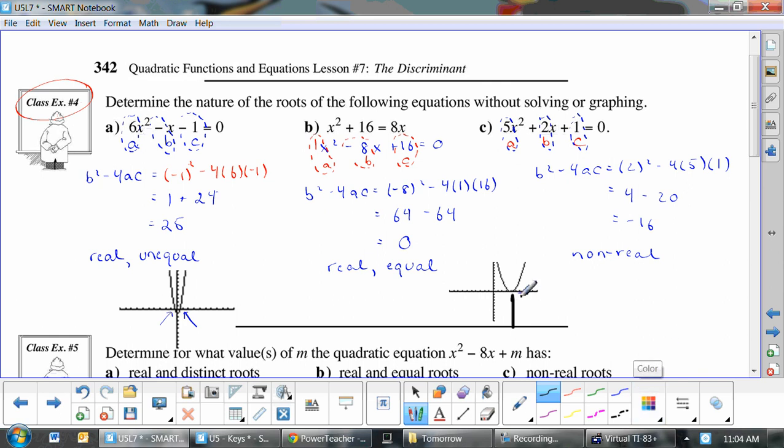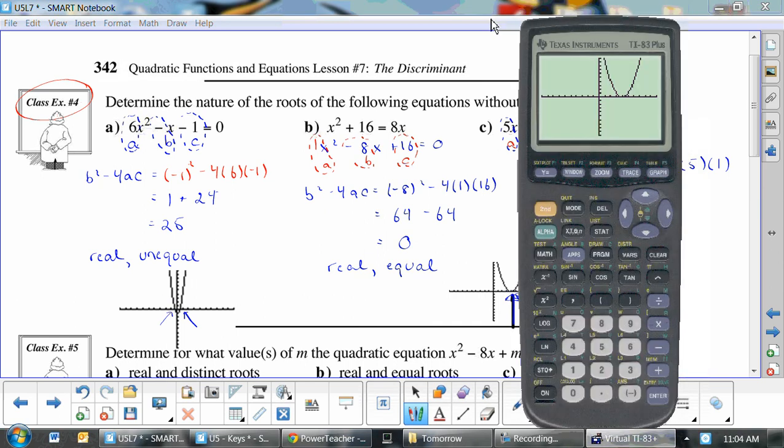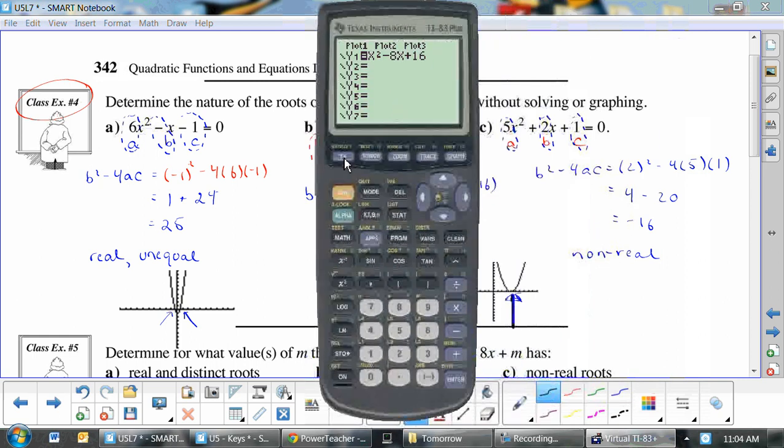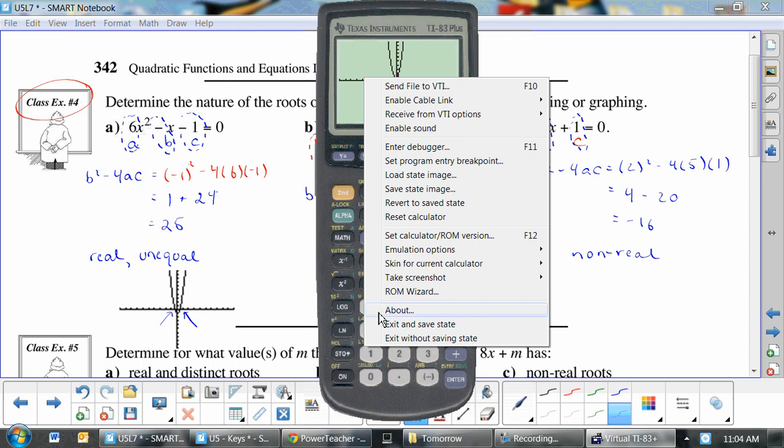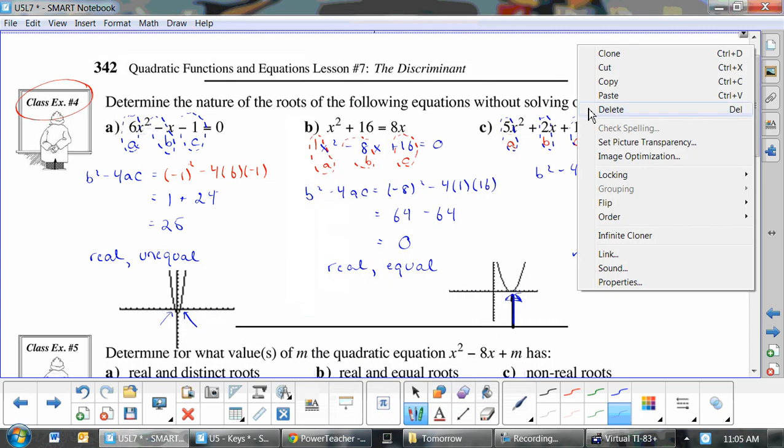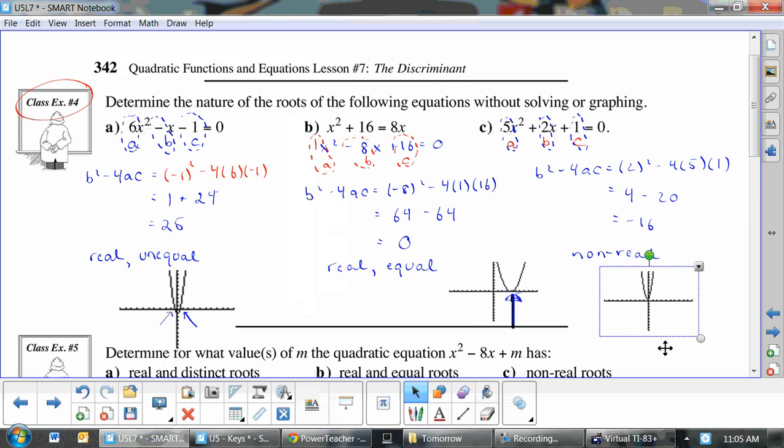Do you want me to do it? There. Okay, and then for the last one, y equals 5x squared plus 2x plus 1. Not touching it.